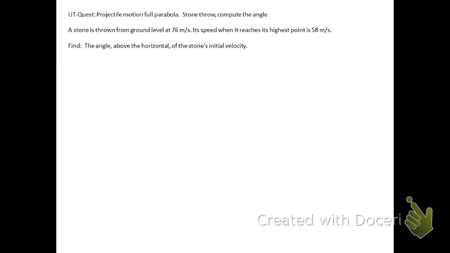I'm going to do a little sketch of the situation. There's our initial velocity. We've got our parabolic motion, and there we are at the apex. Now what we have here is 76 meters per second right at launch, and at the apex we have 58 meters per second.